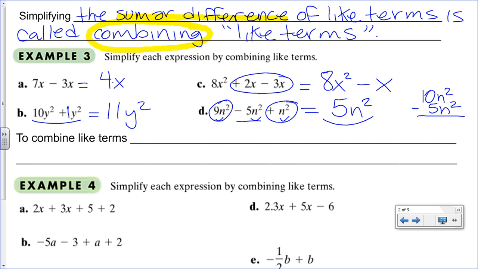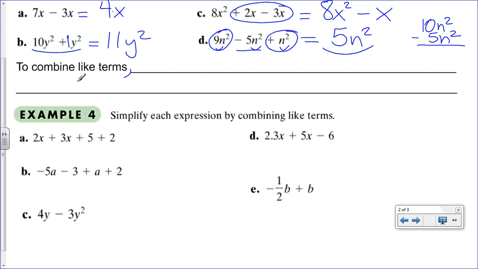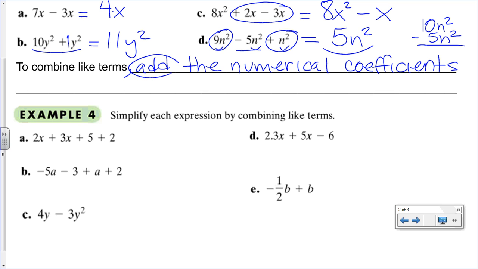Okay, now to combine like terms, and this might sound a little weird at first, but then we will explain it in a minute. So to combine like terms, we're going to do the same thing I did. We add or subtract the numerical coefficients. Now here I'm only using the word add because remember subtraction is the same as addition, it's just with negative numbers. So we add the numerical coefficients and we multiply the result by the common variable.